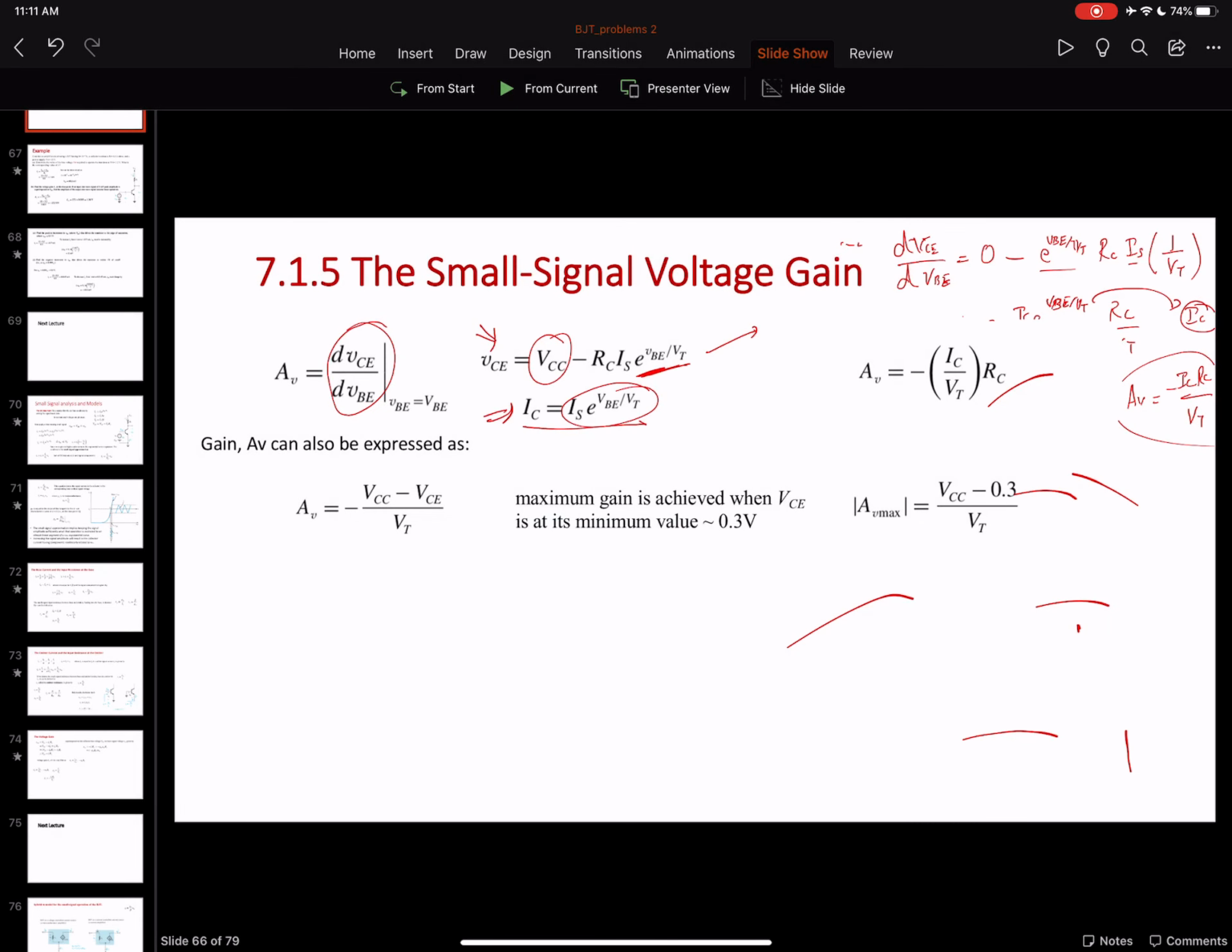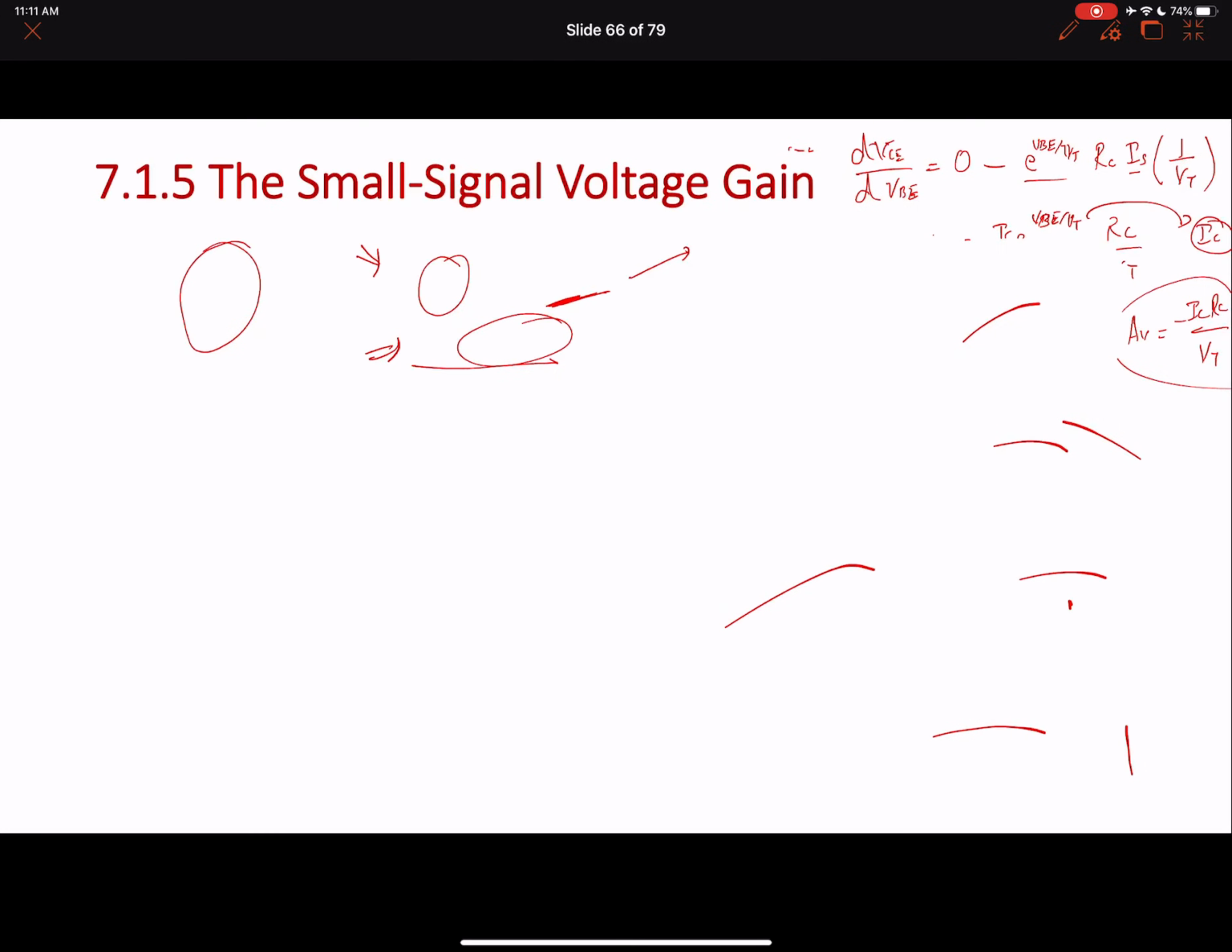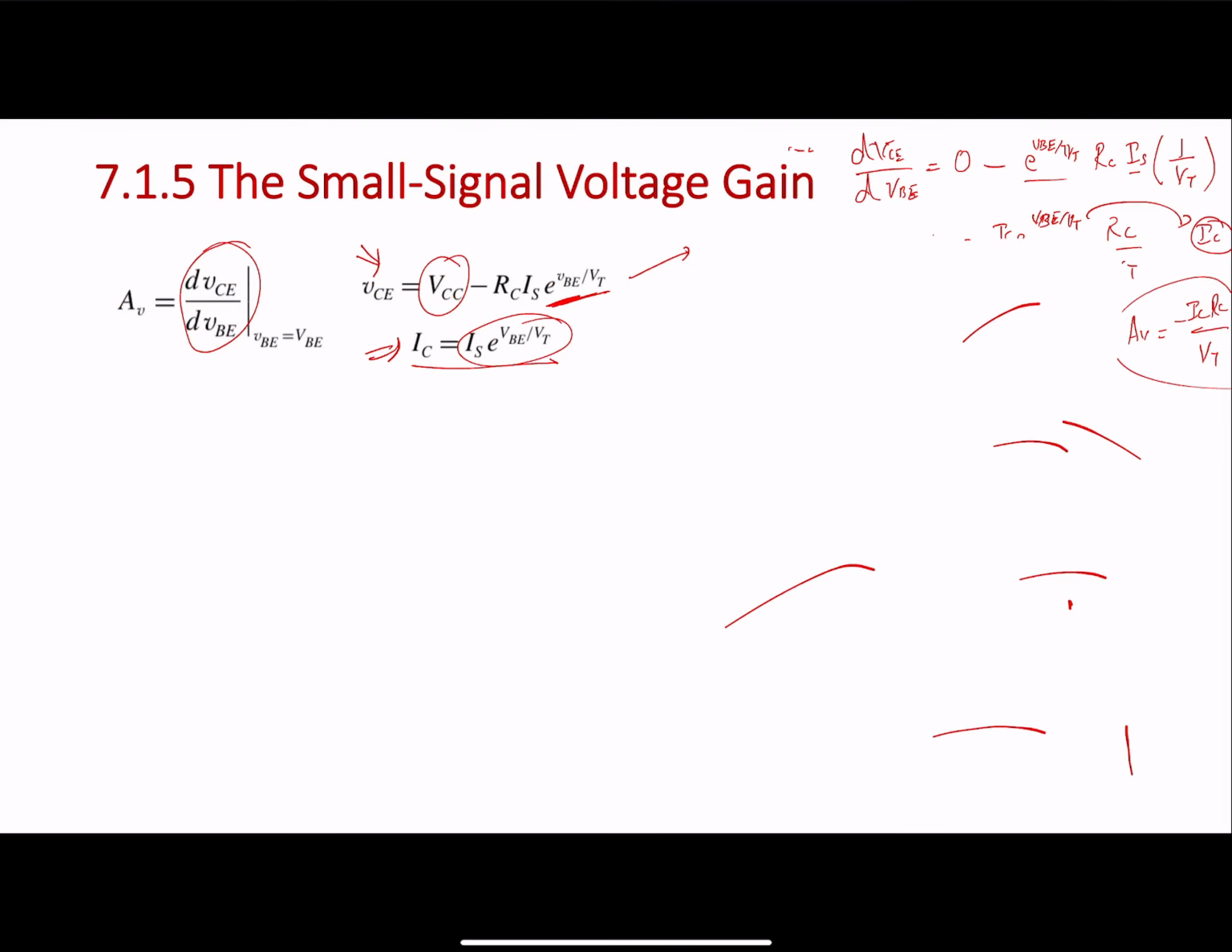Okay, let's do this again. This is the value of the voltage gain that we calculated over here: AV equals minus IC RC over VT. So this is the value of the voltage gain that we have. One interesting thing you can see over here is this.